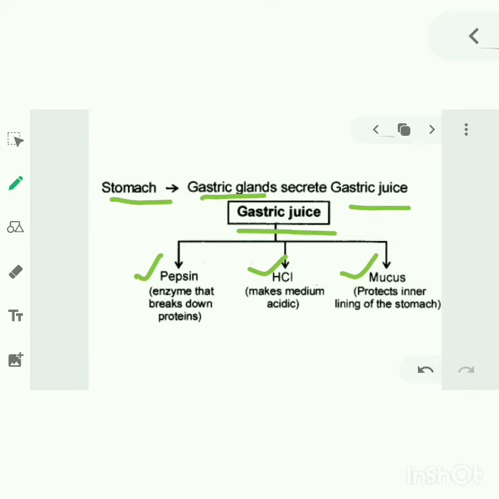Pepsin helps in the conversion of protein. HCl kills the germs and also converts pepsinogen into its active form, that is pepsin. It also acts as an acidic medium, and mucus protects the wall of the stomach during the action of HCl. तो म्यूकस क्या करती है, वॉल को प्रोटेक्ट करती है स्टमक के जब HCl की सिक्रीशन होती है.